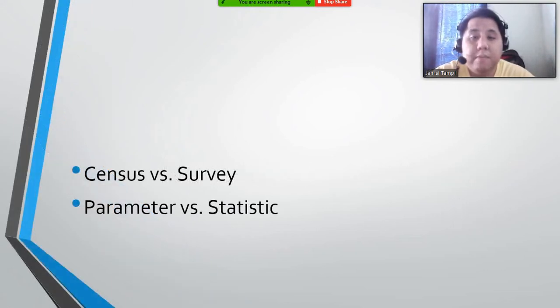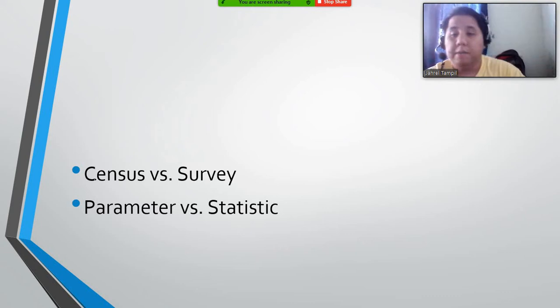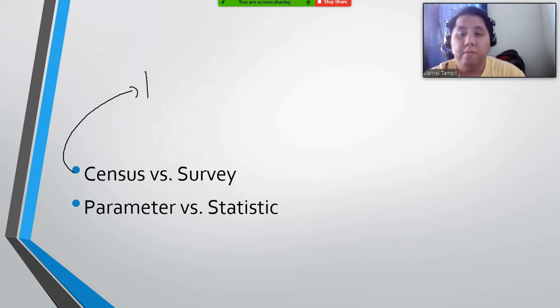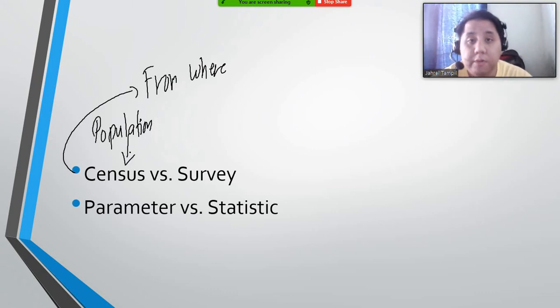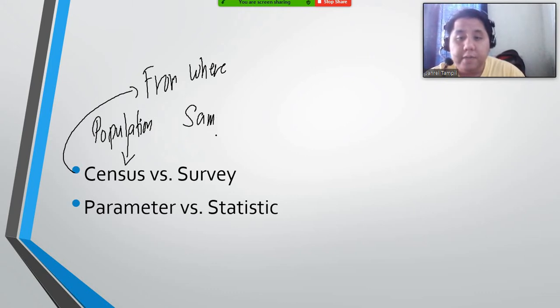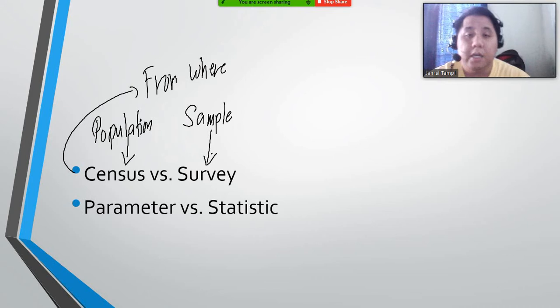Before we go into describing our data, let us take note first of the following terms that we see. So the first two terms that we see on the screen are census and survey. These two talk about from where we gather data. So if we're gathering data from the entire population, then it is said that we are doing a census because we're taking data from the entire population. Now, if we're taking data from a sample, then we are doing a survey.